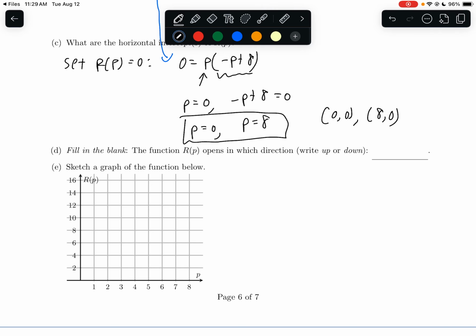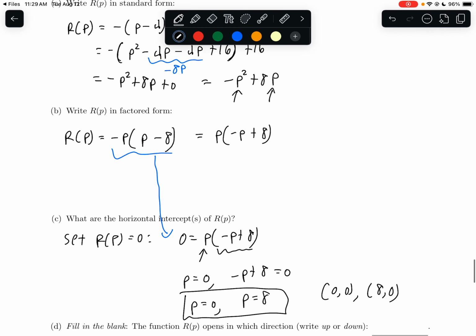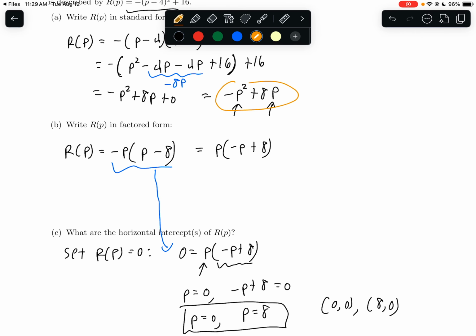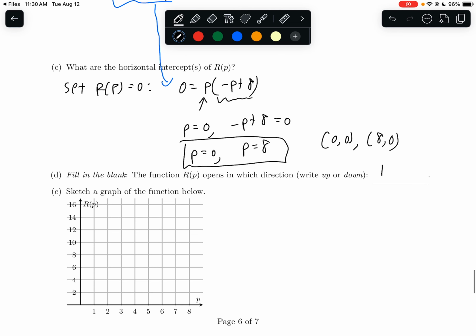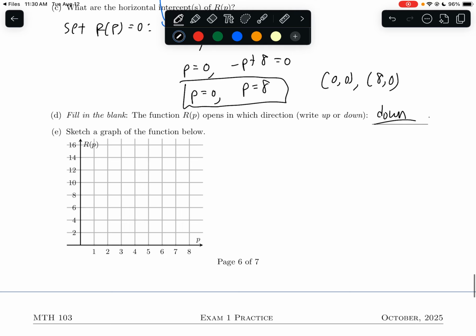So for this function, which way does it open, either up or down? If you look at the standard form representation that we have here, then the a value, the lead coefficient, is negative 1. So it opens down. Okay. And how do we plot it?